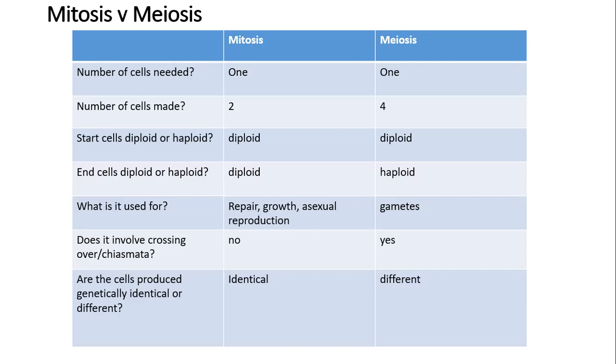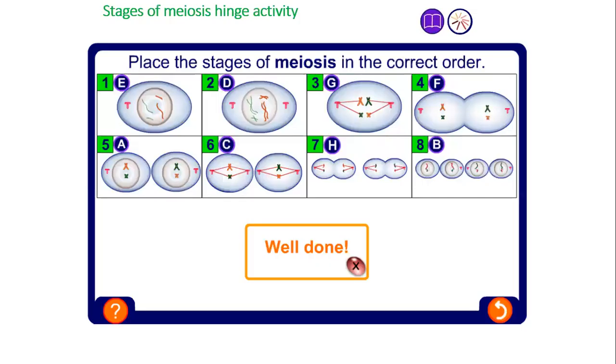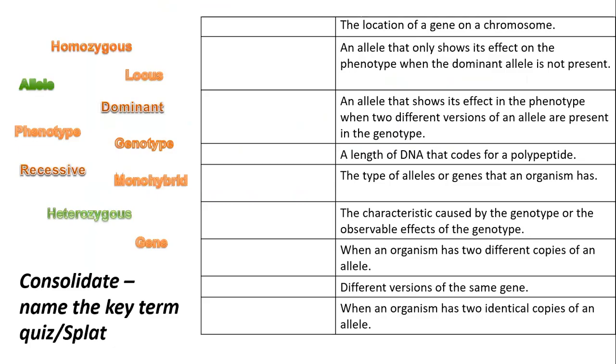So mitosis is used for repair, growth, and asexual reproduction, whereas meiosis is only used for gametes. Mitosis, does it involve crossing over chiasmata? No. Meiosis, yes. And that's what we're going to have a look at now. Are the cells produced genetically identical or different? Mitosis are identical. Meiosis, they are different. Crossing over the chiasmata. Can I get an image of this anywhere? Here we go.